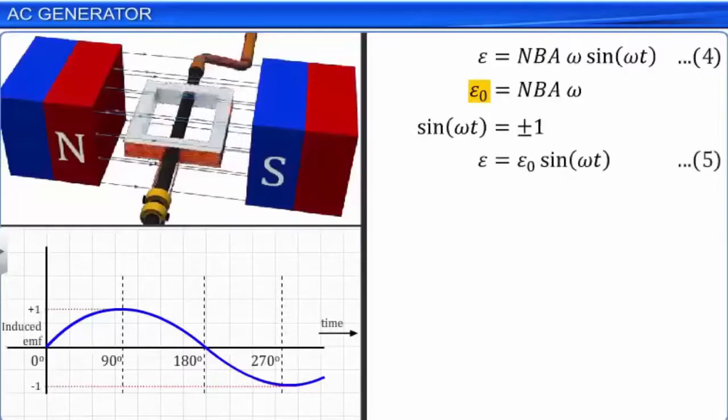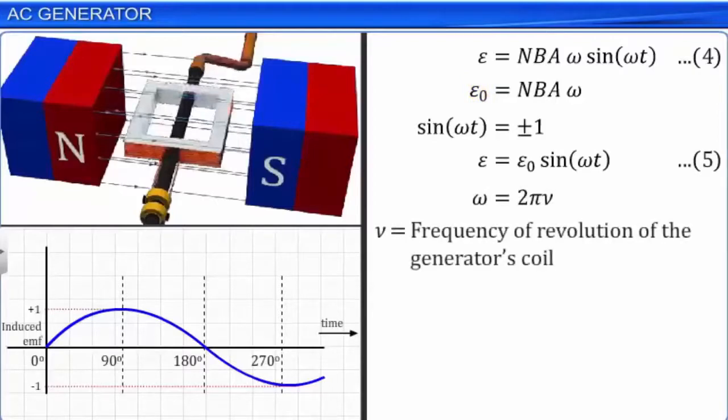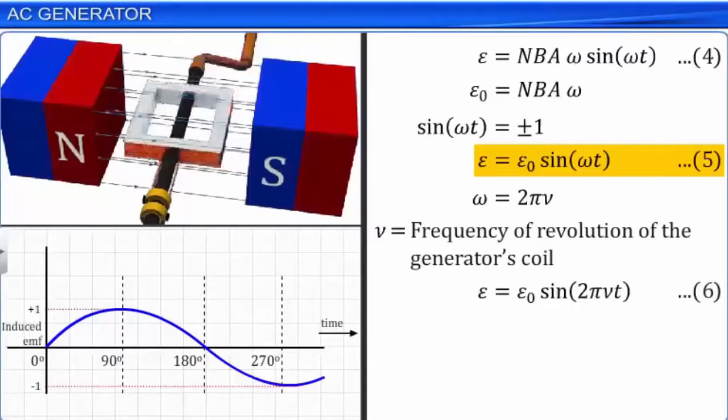We know that omega is equal to 2 pi nu, where nu is the frequency of revolution of the generator's coil. Substituting the value of omega in equation 5, we get E is equal to E naught sin 2 pi nu t. Let this be equation 6. Thus, equation 6 gives the expression for the instantaneous value of the EMF.